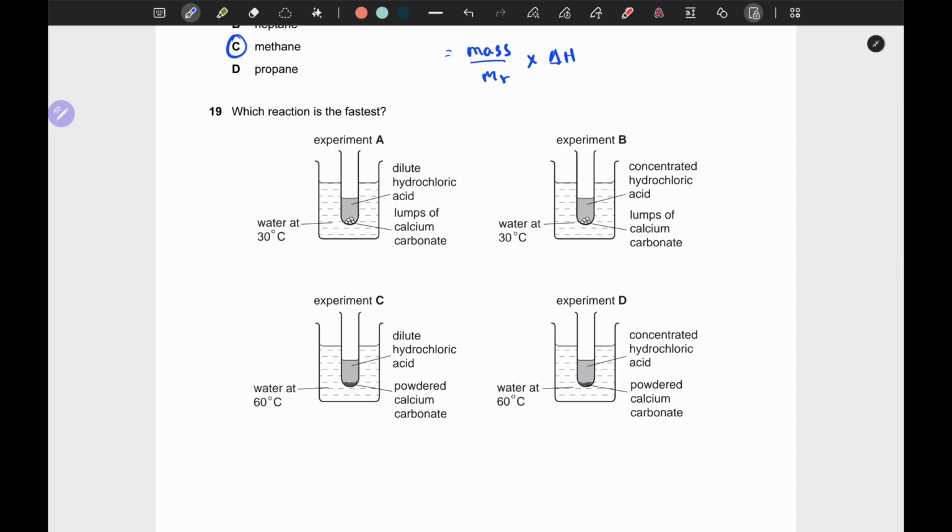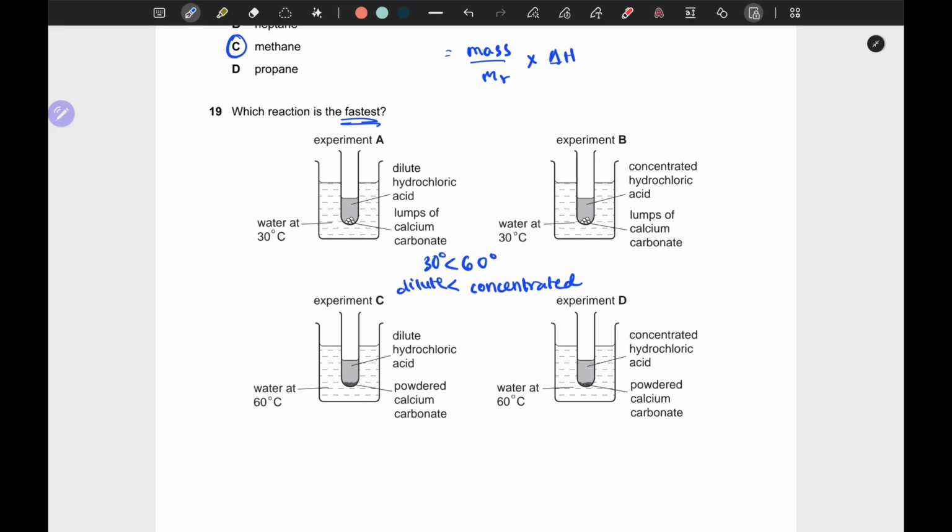Moving on to number 19, which reaction is the fastest? So we have an experimental setup over here, a reaction between hydrochloric acid and lumps of carbon, and we also have the water at two different temperatures. So for the fastest reaction, the temperature must be greater. So between 30 and 60, our goal is to get 60, because at higher temperatures the rate of reaction is higher. And then the hydrochloric acid should be concentrated instead of dilute. So concentrated over dilute.